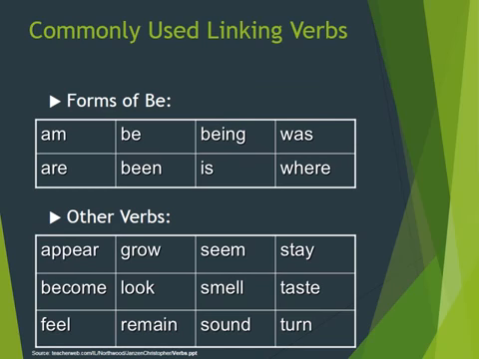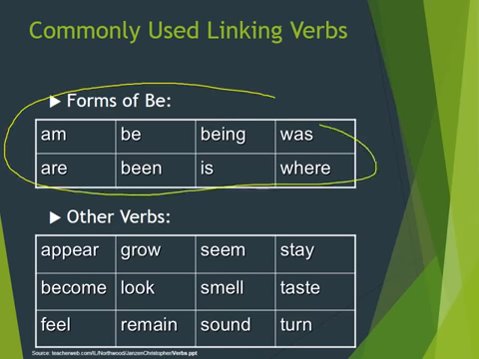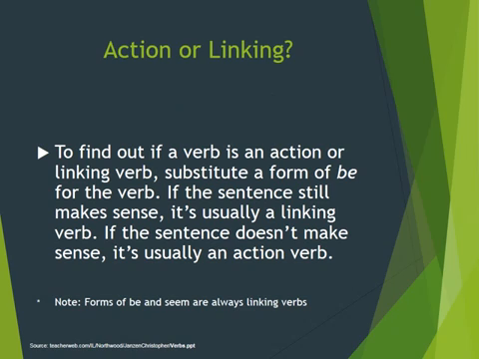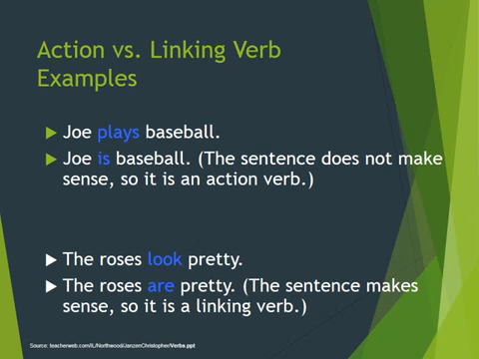This here is our forms of be that we have as options, okay? So you want to substitute one of those words for the verb and see if it makes sense. If the sentence still makes sense, it's usually a linking verb, and if the sentence doesn't make sense, it's usually an action verb. And just keep in mind that the forms of be and seem are always linking verbs. So let's look at this example. Joe plays baseball. This one is clearly an action verb, right? We don't even have any linking or helping verbs in there.